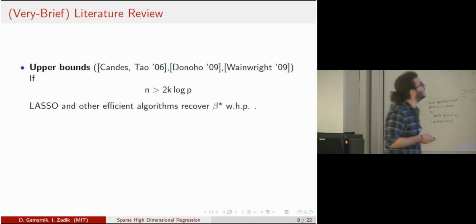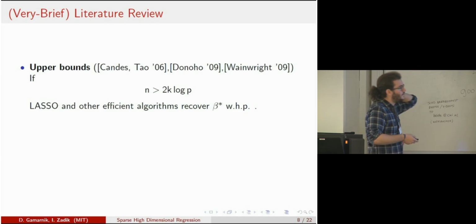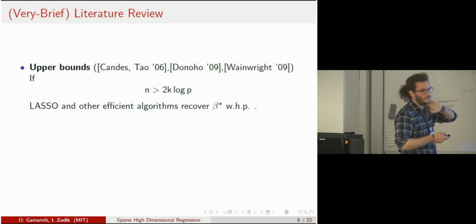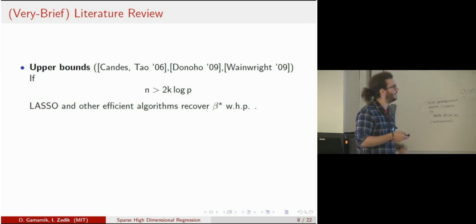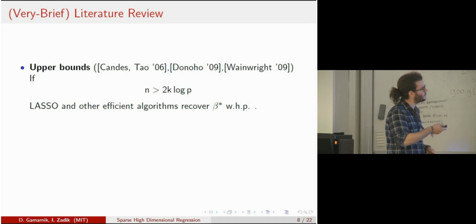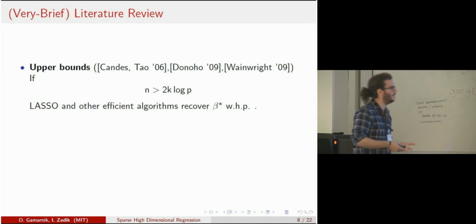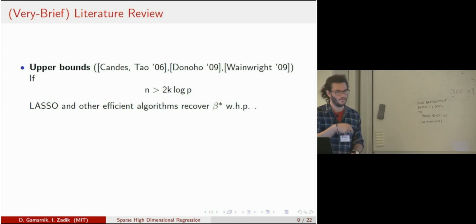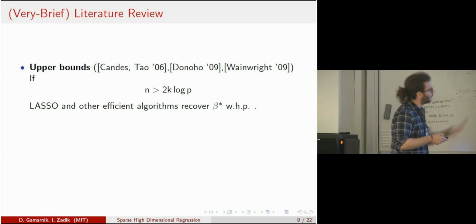So what is this gap that I mention? A very brief review. The best upper bounds, which actually work for any beta star, are of the order k log p. To the best of our knowledge, the best constant that exists is 2: if n scales at least like 2k log p, then lasso, basis pursuit, denoising, orthogonal matching pursuit, iterative hard thresholding, all of them and many others work in this regime. And for some of them, there are actually negative results known if you go below the k log p regime.